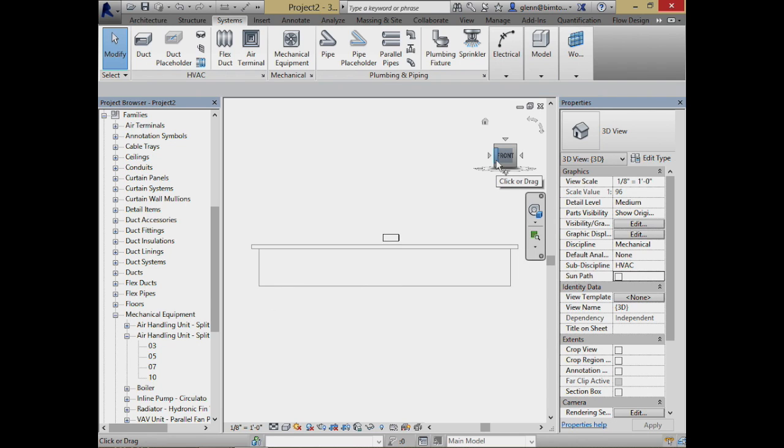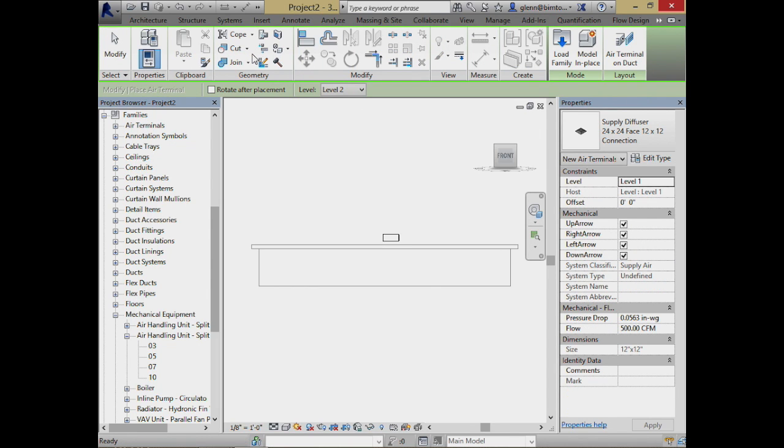Next up, we're going to put some air terminals. Those are the things that are actually going to distribute air throughout the space. So in terms of those, here's how we can go ahead and do that. Air terminals are their own kind of class of object. We have supply terminals and return terminals. We're going to place them.